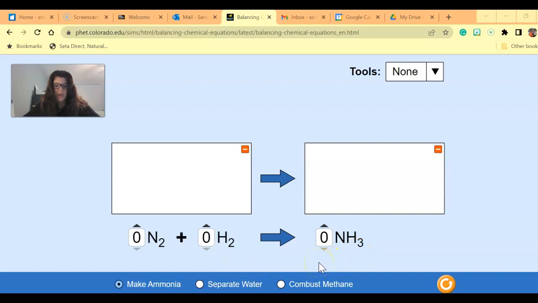And so question 4 then is just asking you again to explain whether or not this meets the law of conservation of mass. If you have the same numbers of nitrogens and hydrogens, then it would. And if you don't, then it wouldn't. So those are questions 1 through 4.